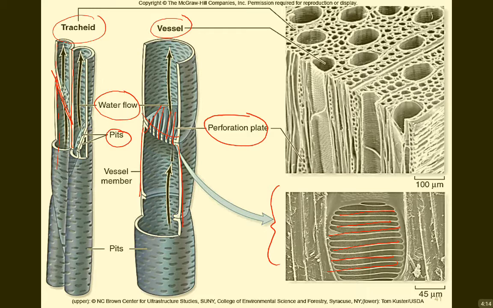Both of these, tracheids and vessel elements, function to transport water. Both of them have pits. This one can be found in all vascular plants, and this one can only be found in higher order plants. Vessel elements are shorter, wider, and less tapered.